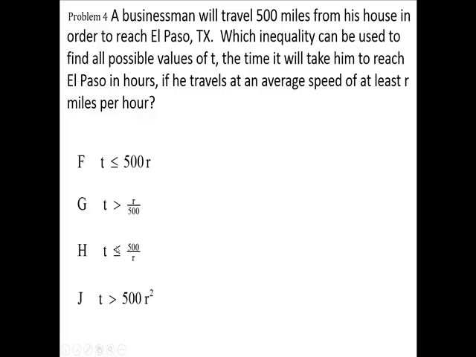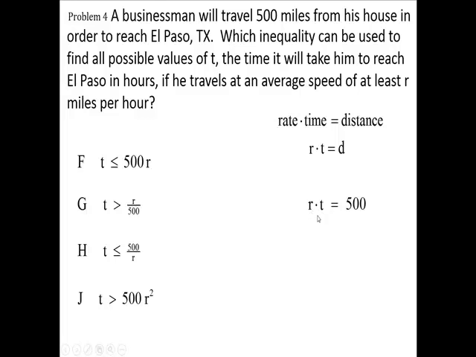Now here are our four choices, and we're going to start off with rate times time equals the distance. Putting it in letters, r for the rate, t for the time, and d for distance. Okay? Now, what is the distance? It tells us the distance is right here. So in place of the distance, we're going to put what? 500 miles.